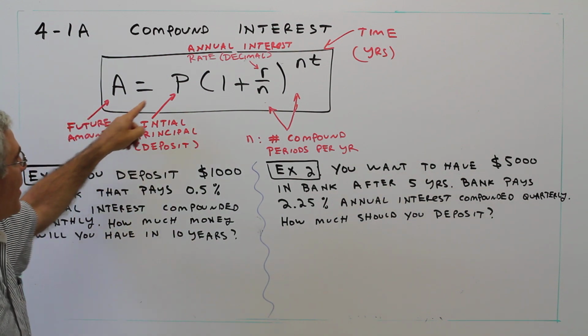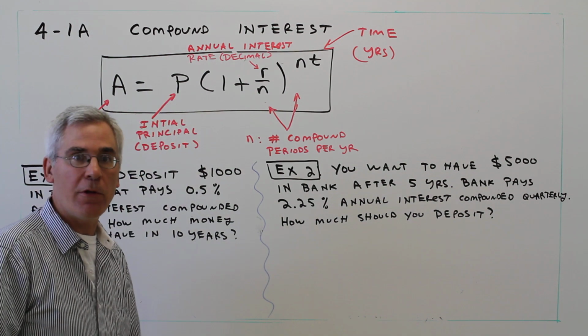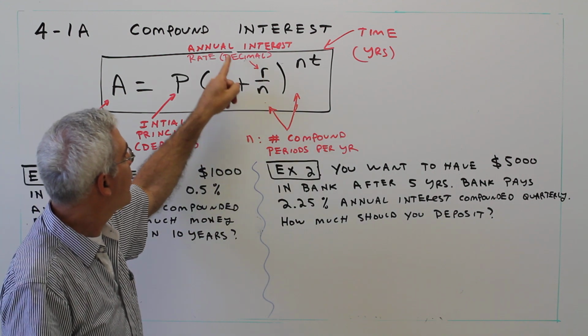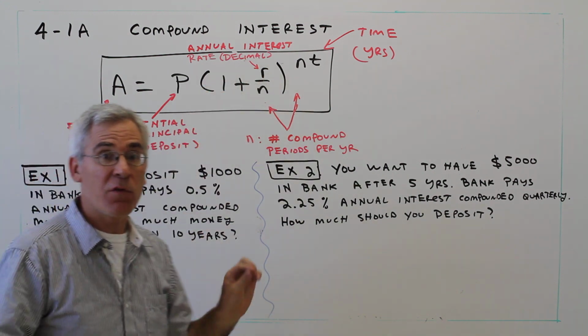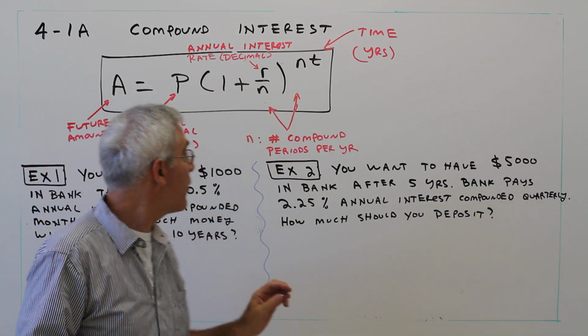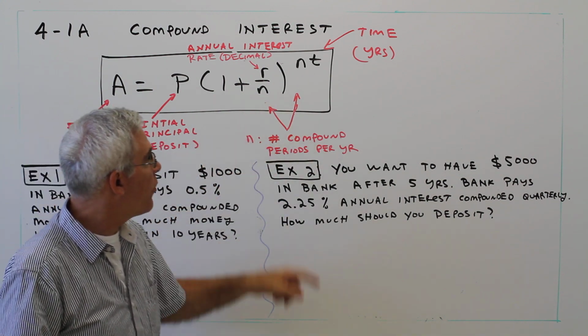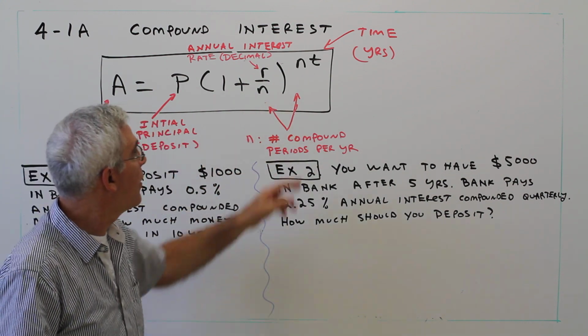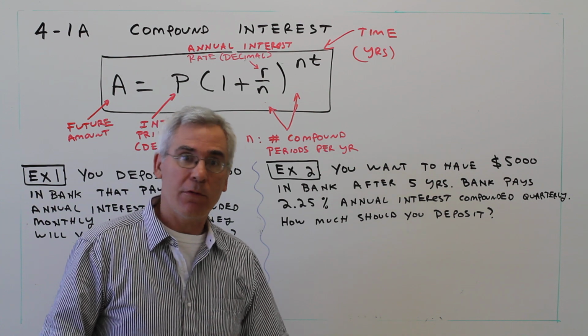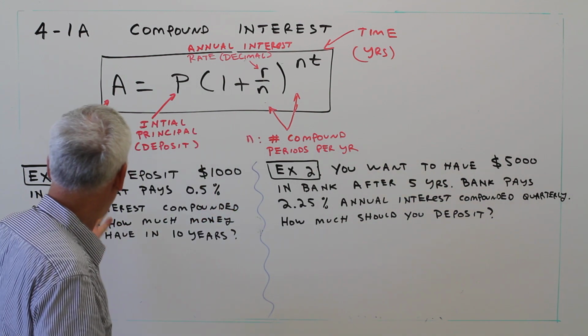A is the future amount, P is the initial principal or deposit, R is the annual interest rate expressed as a decimal, not a percent, N is the number of compound periods per year, and T is the number of years. Got two examples. Here we go.